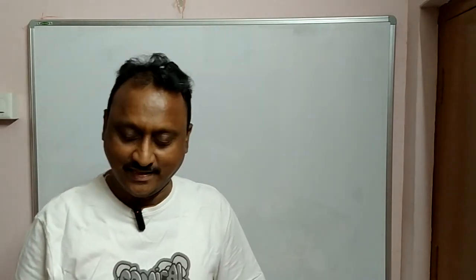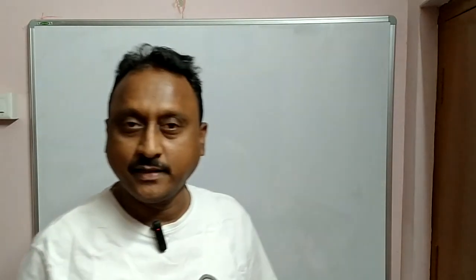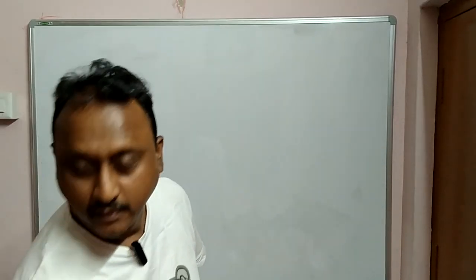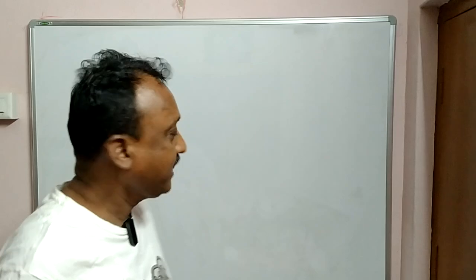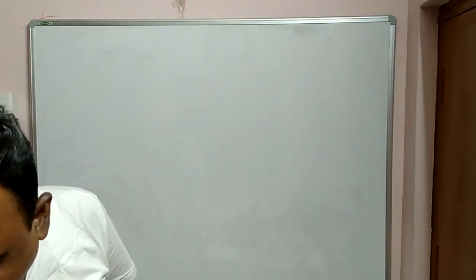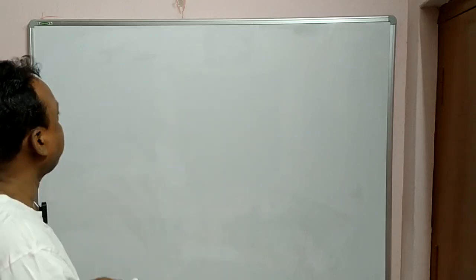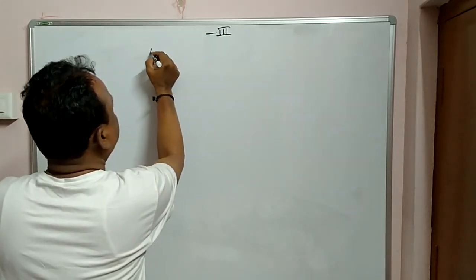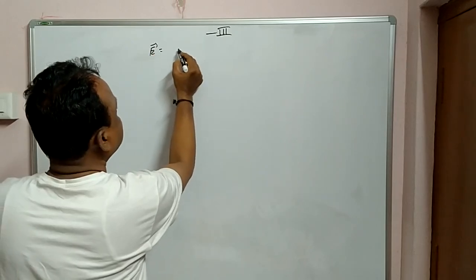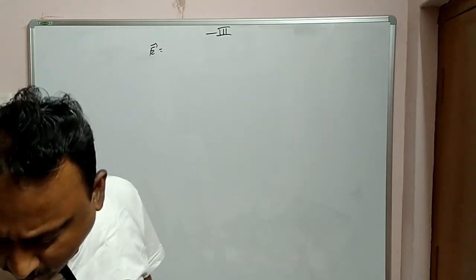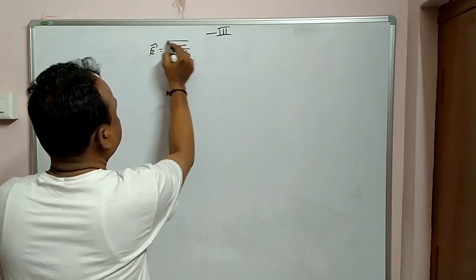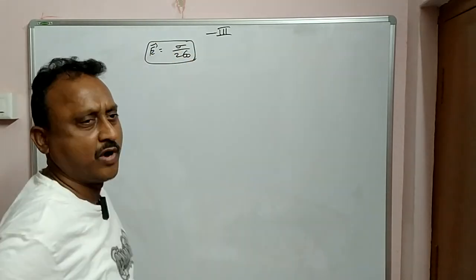Hi friends, today I will be starting part 3 of electrostatics. In part 2 we dealt with the infinite sheet carrying positive charge. We derived the electric field intensity for it as sigma by 2 epsilon naught, yes, sigma by 2 epsilon naught. So far we have completed up to part 2.